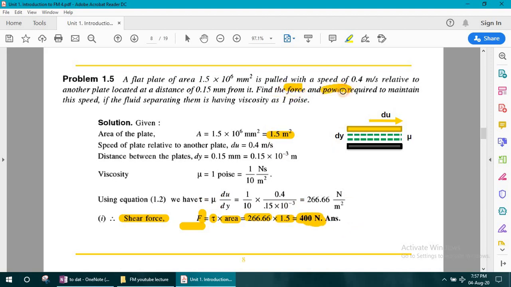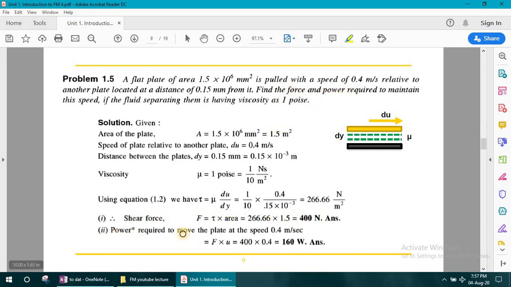And the third question is power required. If you want to calculate the power, you have two values, that is force and velocity. So power is equal to force into velocity, where force is 400 Newton and your velocity is 0.4 meter per second. So you will get the power required to move this plate in this direction, which is 160 watt. Power is always represented in the form of watt. So F into U is equal to your power. This is the answer of your second question.